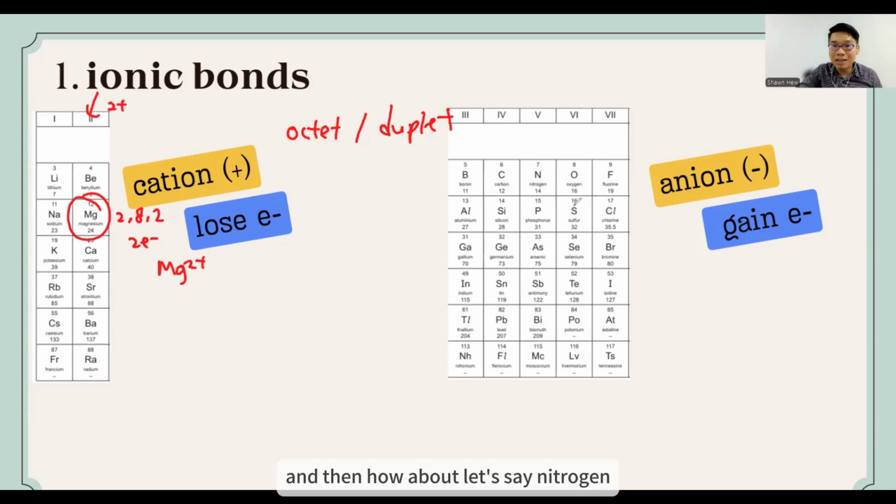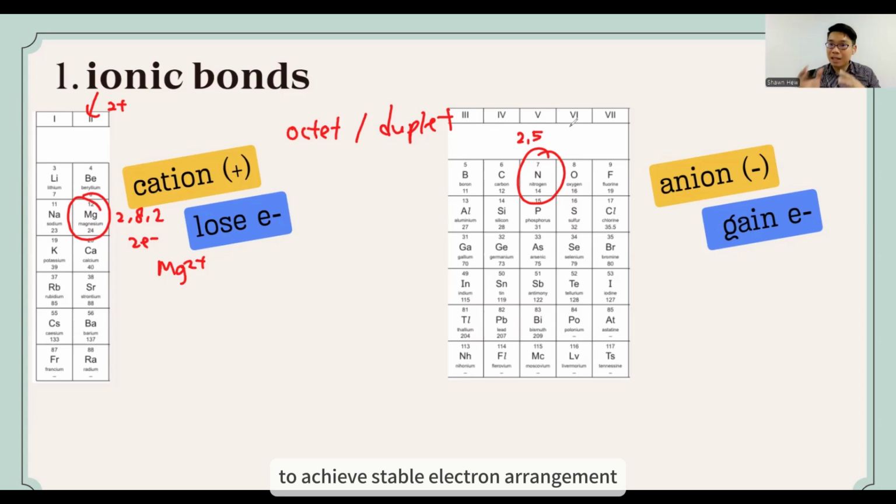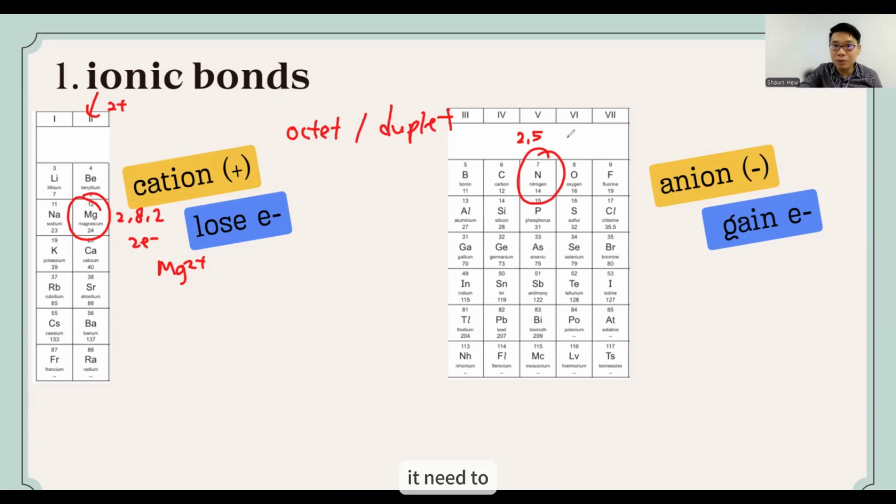And then how about, let's say, nitrogen? Nitrogen has 7 electrons, so it's 2,5. To achieve stable electron arrangement, it needs to have 8 in the full shell. So it needs 3 more. It needs to gain 3 electrons. So that's why all group 5 will be 3 negative.